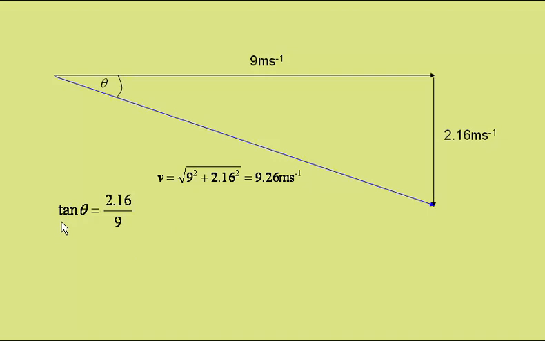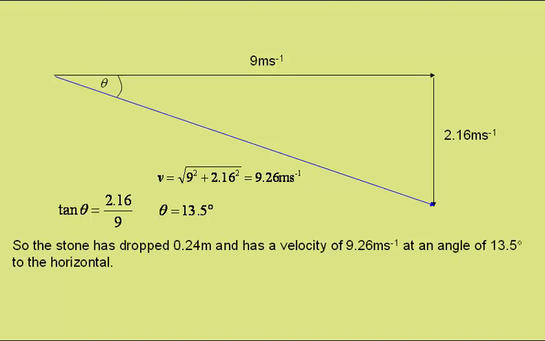Tan theta is equal to opposite over adjacent, 2.16 over 9, which gives theta as 13.5 degrees. So now I can finalize my answer and say that the stone has dropped 0.24 meters and has a velocity of 9.26 meters per second at an angle of 13.5 degrees to the horizontal.